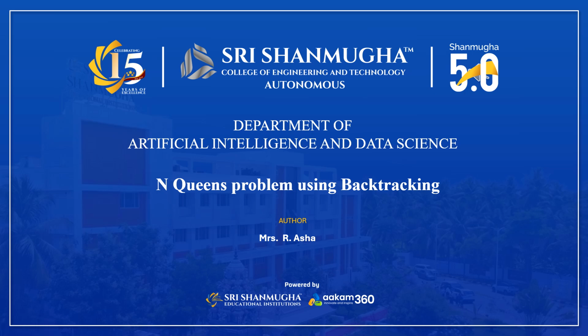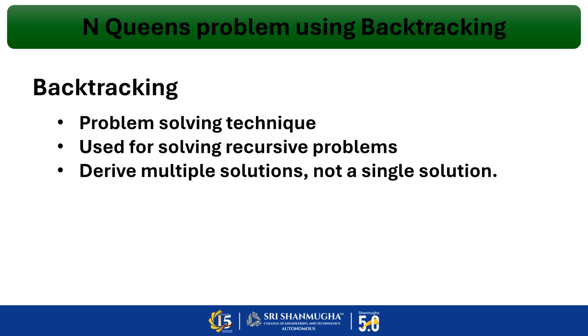Let's get started. So today's topic is the n-queens problem using backtracking. Before getting into that problem, what is meant by backtracking? Backtracking is a problem-solving technique which is used to solve recursive problems. See, when there is a problem, there will be some solution, whether it is one solution or many solutions. It is not only one solution. So we have more than one solution, and we are going to derive all the possible solutions for a problem.